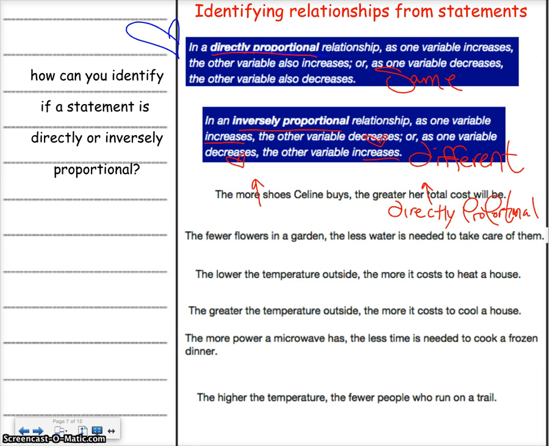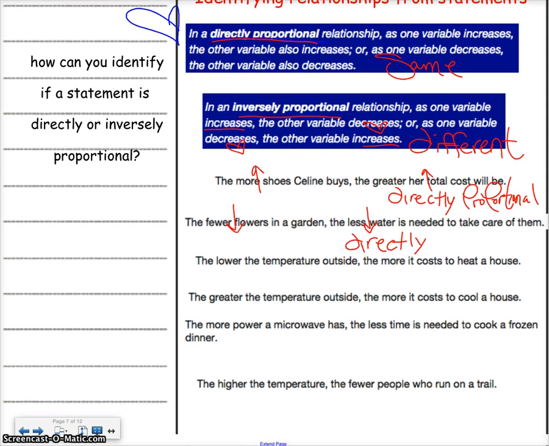Okay? The fewer flowers in a garden, what does that mean? Up or down? Fewer. So less flowers in a garden, the less water is needed to take care of them. What's that mean? Up or down? Down. The fewer flowers, less water. They're both decreasing. They're the same. It is directly proportional. Go ahead and just write directly if you want. Don't write proportional though, because they both represent a proportional situation. There's two different kinds of proportional, directly or inversely.